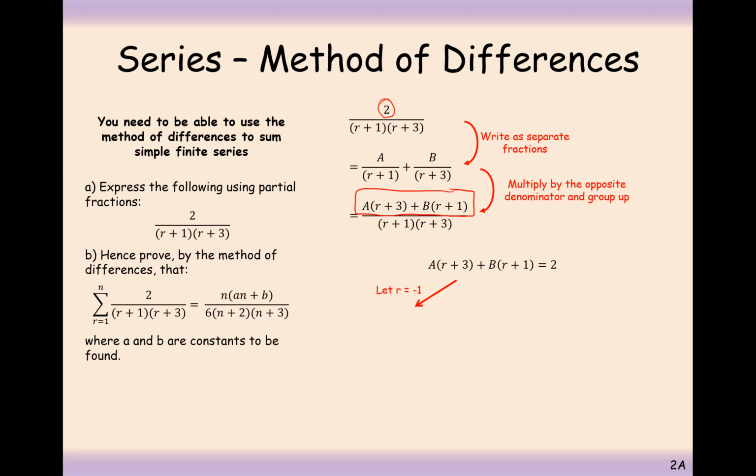Put -1 in as r first, and we get 2a equals 2 and a equals 1. Put r equals -3 in, and then that will cancel out this bracket here, so that will be minus 2b equals 2, so therefore b equals -1. So therefore this expression here can be rewritten as this expression here.